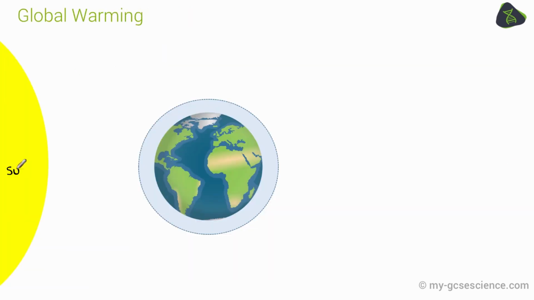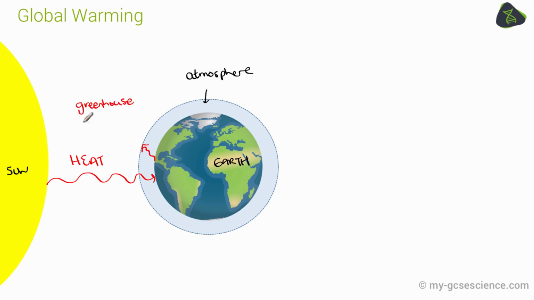So now let's look at global warming. Here you have the sun, the atmosphere surrounding the Earth, and the Earth itself. Now heat that gets radiated from the sun gets through the Earth's atmosphere and hits the Earth. However, our atmosphere is made up of a whole load of different gases, some of which are greenhouse gases, which effectively trap heat.